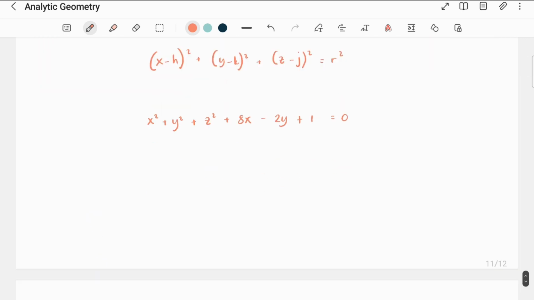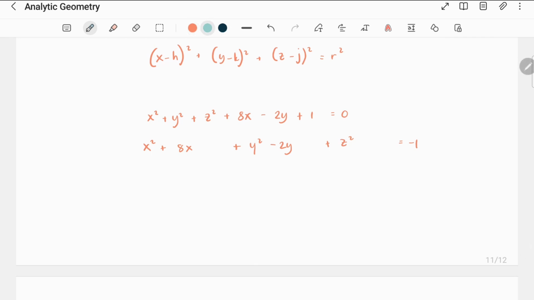Okay, so ang gagawin natin guys is una, pagsasama-samahin natin yung mga same terms, yung mga same na variable. So, bali ang mangyari is x squared plus 8x, then plus y squared minus 2y, okay? Then plus z squared, okay? And then yung constant na 1 ay tatranspose natin sa kabilang side, so magiging negative 1 siya. Okay? Sige, so ngayon, ang gagawin natin guys is completing the square. So I hope naalala nyo yung completing the square. Okay, so i-complete natin yung square ng x, pati na din yung y, and pati na din yung z.